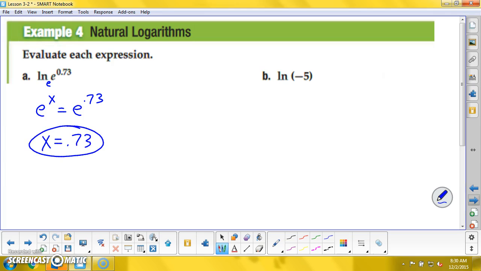Here's another log. This one happens to be a natural log as well, so it's a base e, even though you don't see the base written there. So e to the x equals -5, and just like with a common log, you can't take the log of a negative number. That's why there's no solution.